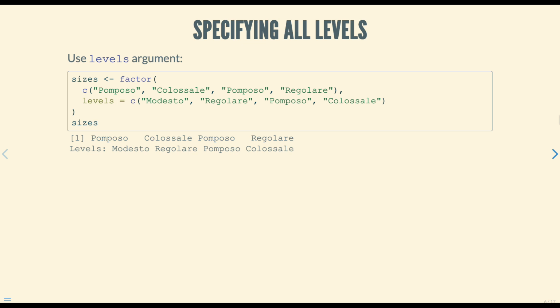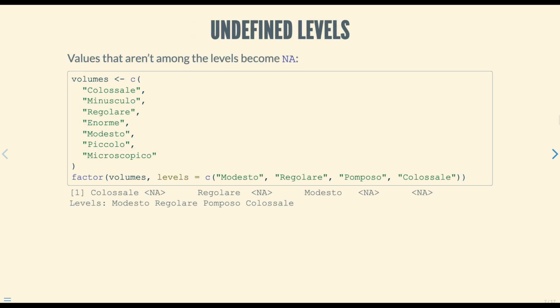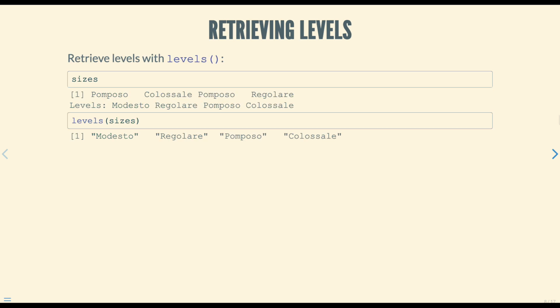Because Modesto appears in the levels argument, it is now included in the console output, even though no customer ordered a Modesto drink. If you supply a vector containing values outside the defined levels, R replaces them with NA. In this example, minusculo appears in the volumes vector but not in the levels, so the corresponding output is NA. You can inspect a factor's levels with the levels function. For our sizes factor, calling levels(sizes) returns the vector of defined levels in the order we specified upon input.